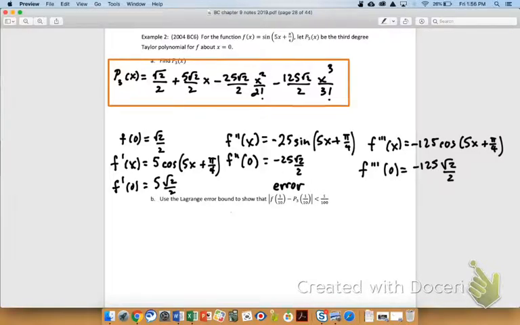Okay, so here's how I would start. I would say that f of 1/10 minus p of 1/10 is less than or equal to. So remember the first 2/3 of this, see Tyler? First 2/3 of this are completely formulaic, and just plug it in, and you're done. So it's x minus c is the first part. So what's my x value?